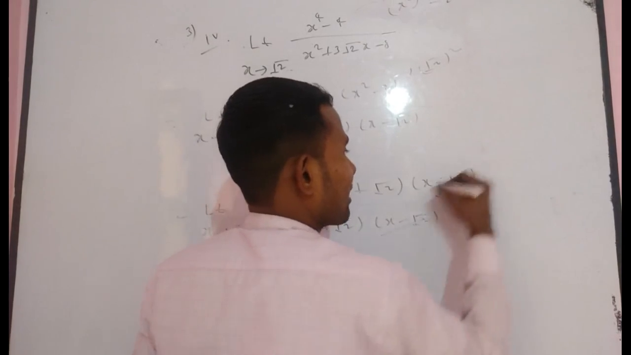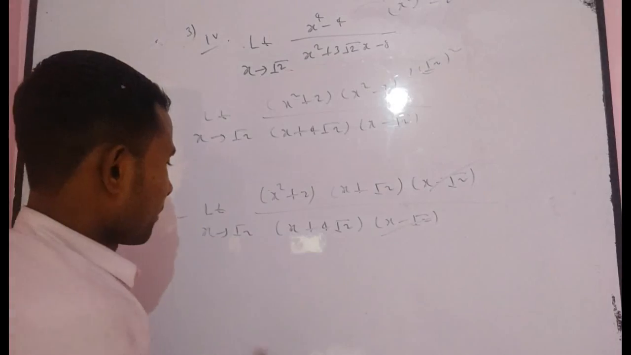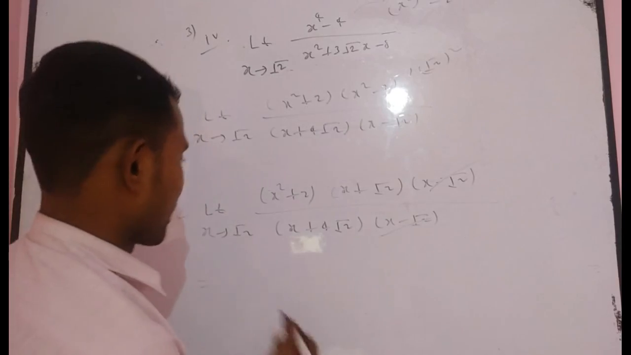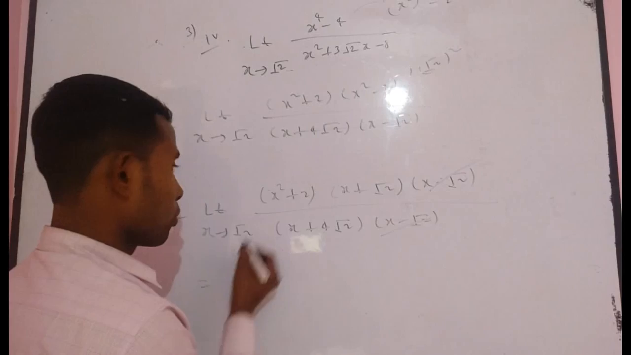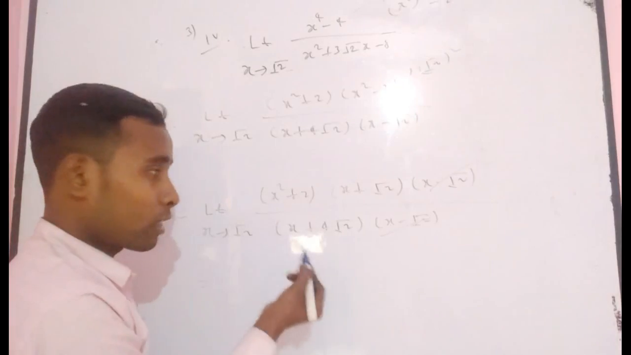There is nothing, just the logic of factorization. Now you have to put directly root 2. If you put directly root 2, you definitely get a definite number. If you put root 2, you get root 2 whole square 2, 2 plus 2, 4.